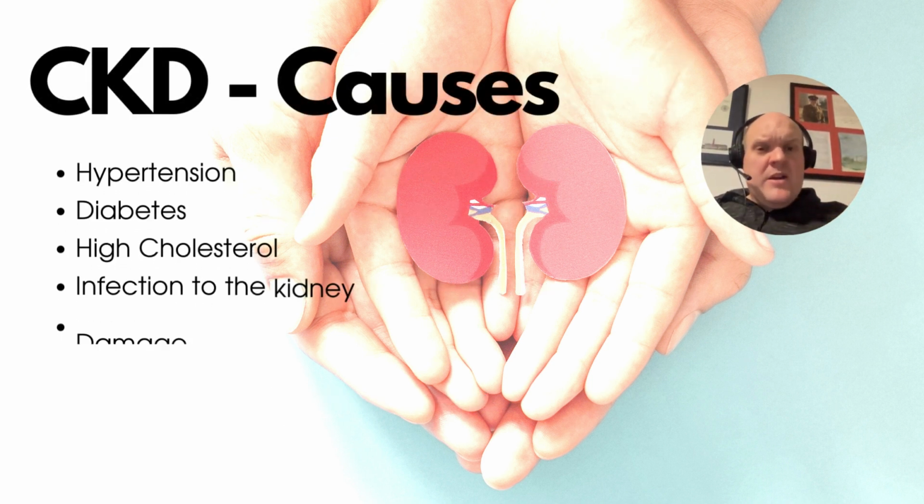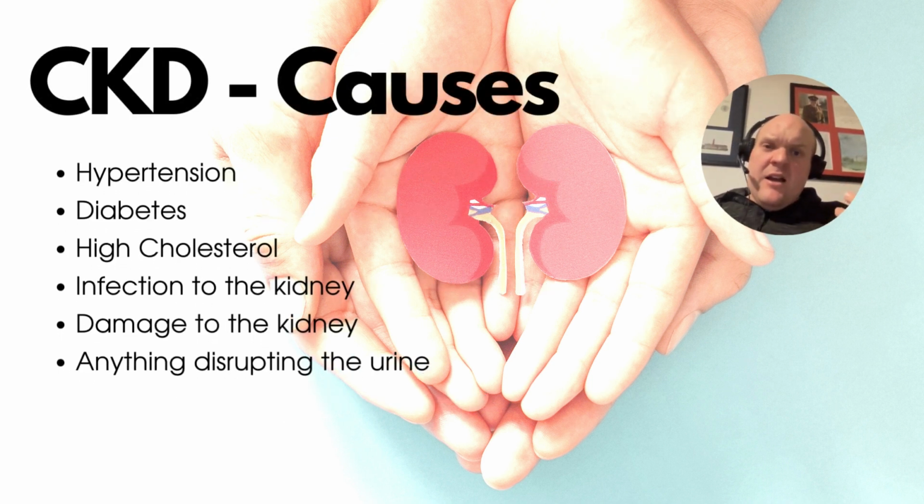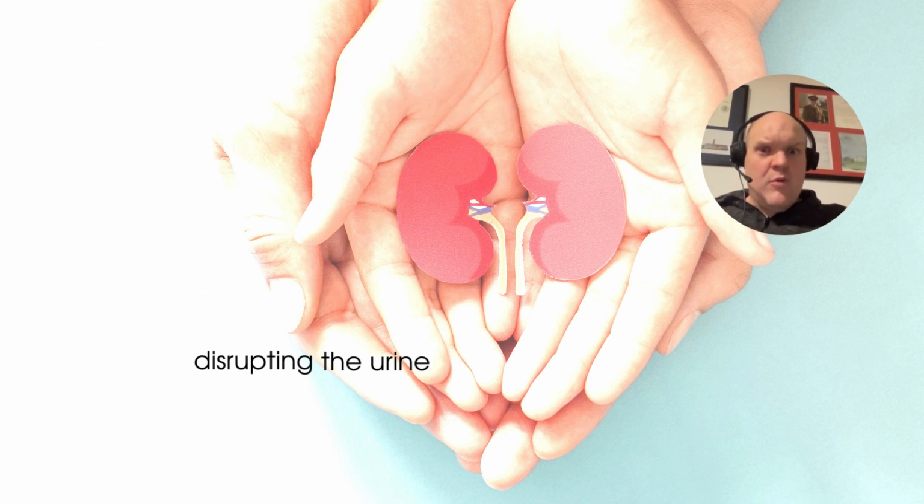So it can be caused by a number of diseases, common ones being high blood pressure, diabetes, high cholesterol, and also things that affect the kidney directly. So whether it's infections or damage to the kidney, such as polycystic kidney disease, and also anything that disrupts the urine supply coming out of it. So think things such as kidney stones, or say any bladder disruptions, or if you've got a prostate, any enlargement of the prostate that will affect the flow of urine coming through.